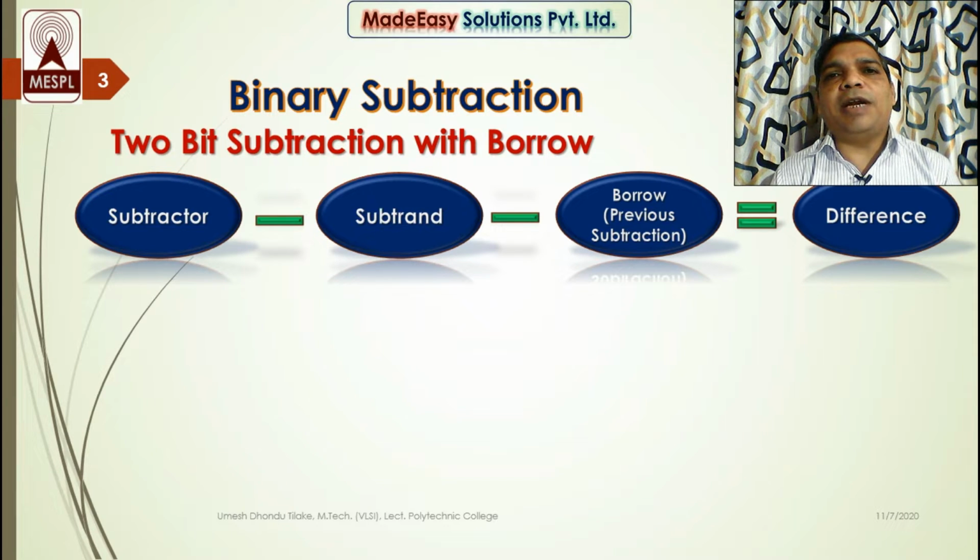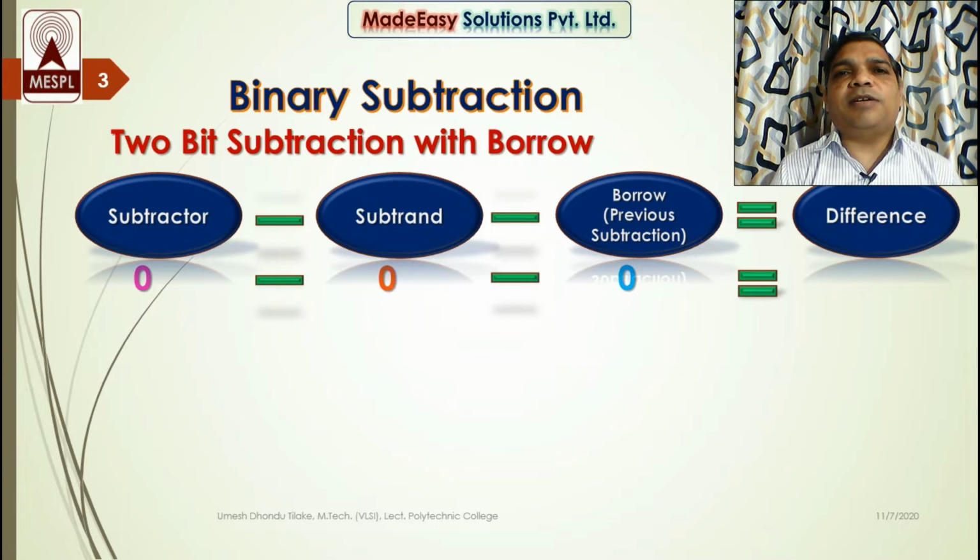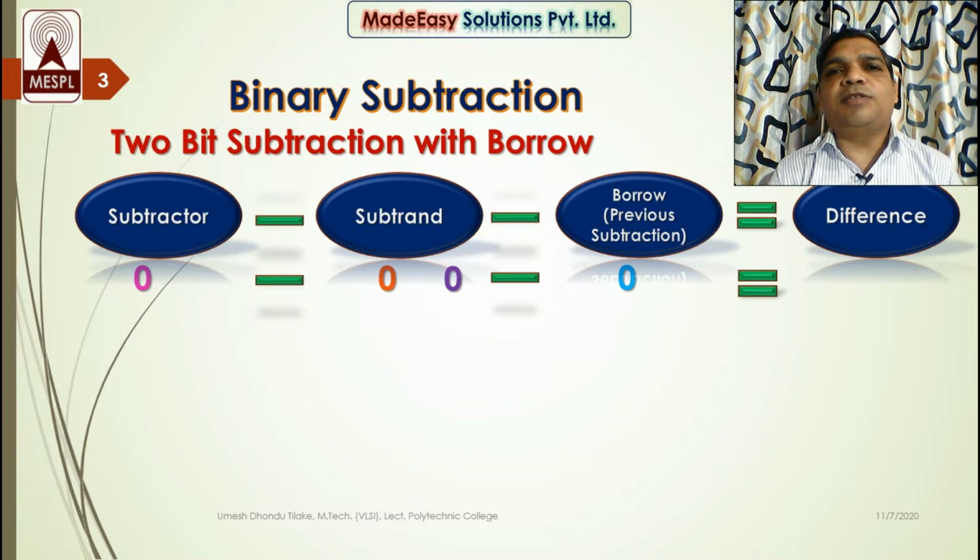In between, a total of 8 possibilities are there. So we will see all the possibilities one by one. Let's check with the first possibility. Here my subtractor, subtrahend and borrow given to previous subtraction are all 0. So what will I get over here? Subtracting the 0 subtrahend from the 0 subtractor, I will get 0 as the result, and the borrow given to previous subtraction subtracted from the result we got is equal to 0.